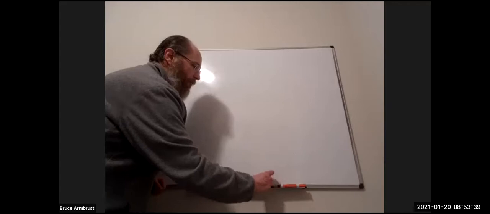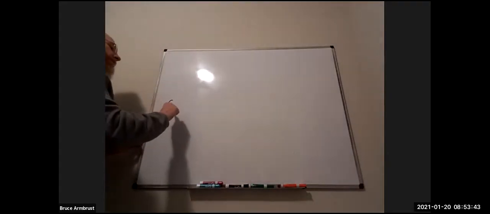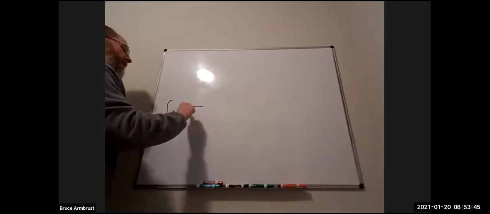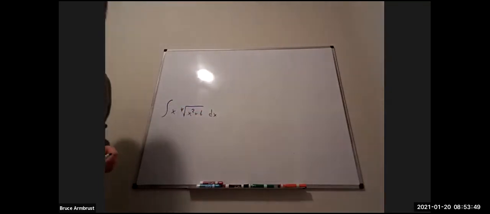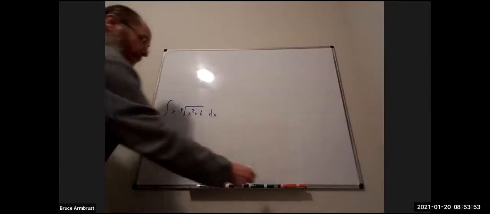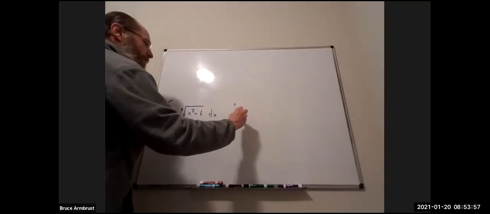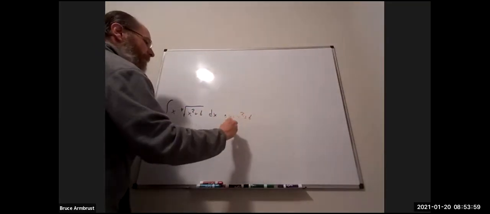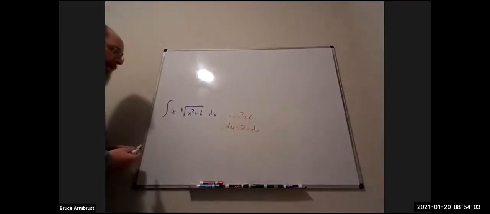All right, so for this one, we are looking at the integral, and I think it was this. So we saw that the way to accomplish this is to start by letting u equal x squared plus 6. So then du is equal to 2x dx.